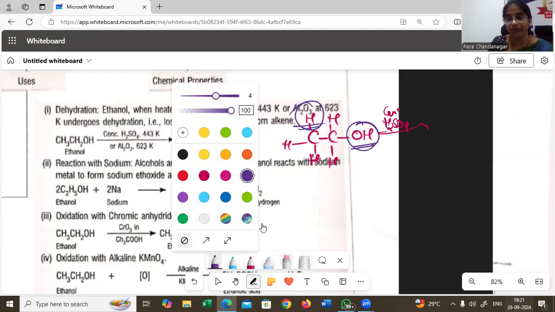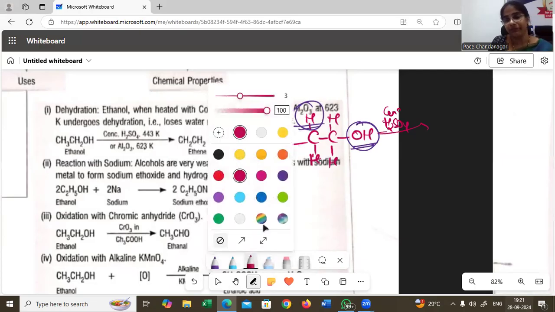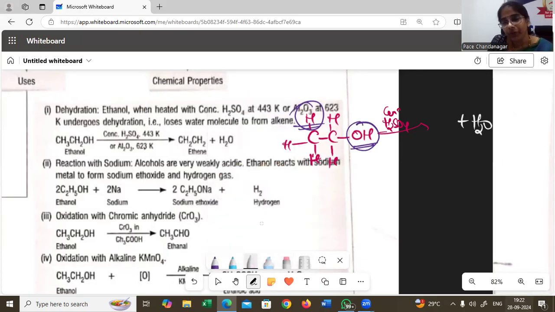Then what am I left with? Water comes out, then I am left with two carbons and four hydrogens. Do you notice this part here? C2H4 is what I am left with. How do I draw C2H4? Two carbons as it is, four hydrogens, two here and two here. This is what I can show.